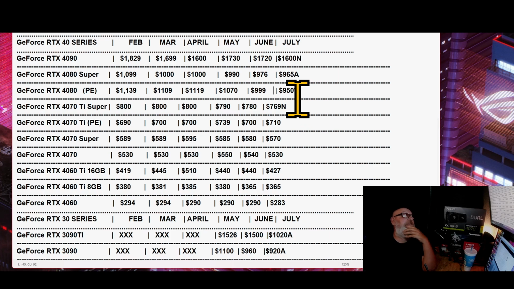So $965 in July. Not too bad. Because they said $999 for MSRP, so not too bad. 4080. Believe it or not, I'm still finding it.